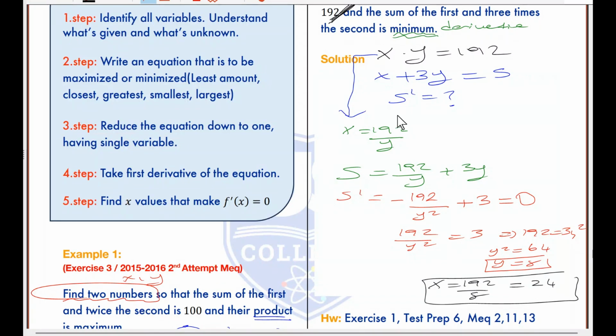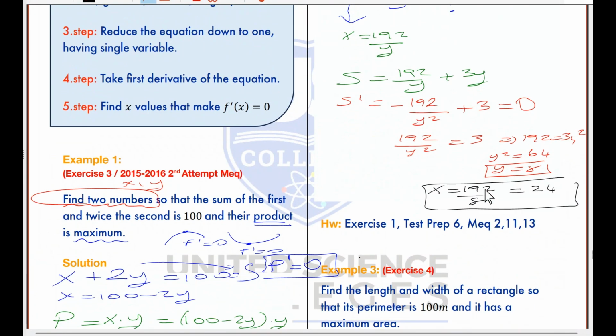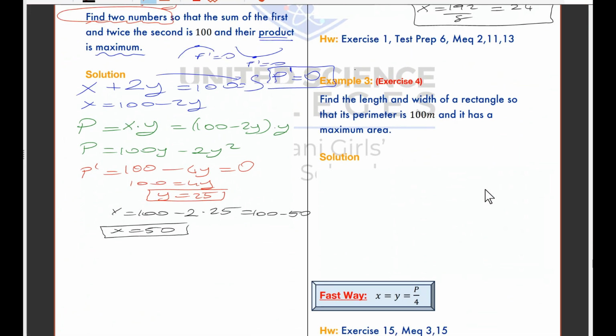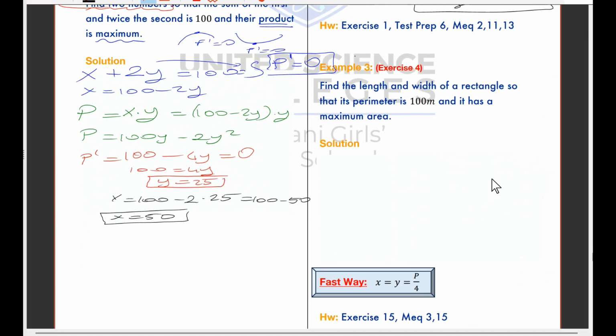So we followed exactly the same steps. By using the given information, we wrote the equation. For the thing that is asked, we wrote another equation. We took the derivative of the second equation after we simplified it, reduced the variables down to a single variable, took the derivative, equated it to 0, and found the values. Steps are simple. Okay, let's continue with another type of question.